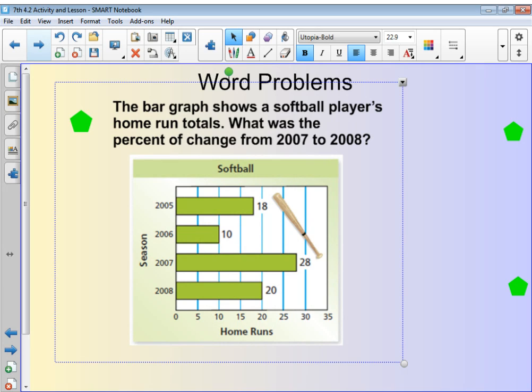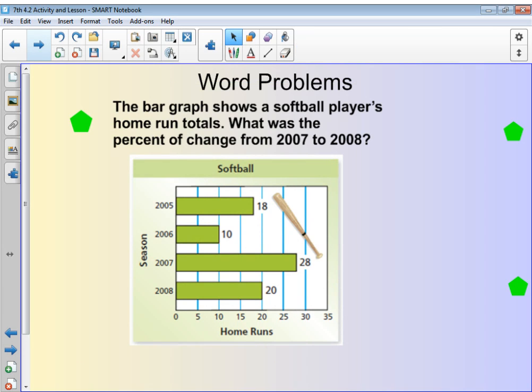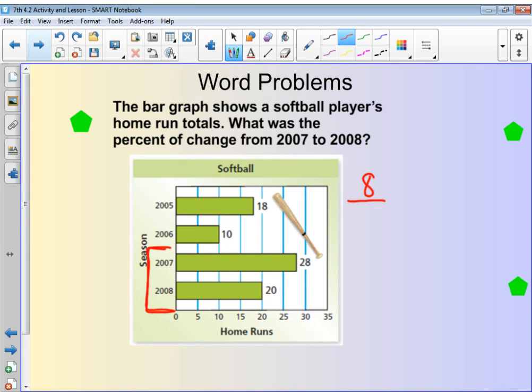So this one, it says the bar graph shows a softball player's home run totals. What was the percent of change from 2007 to 2008? So looking at this, I'm focusing on these two pieces of information. Okay, I want to find how much it changed. So from 28 to 20, it changed 8. The original would have been the earlier year. Okay, so my original would be my 2007 number, which was 28.